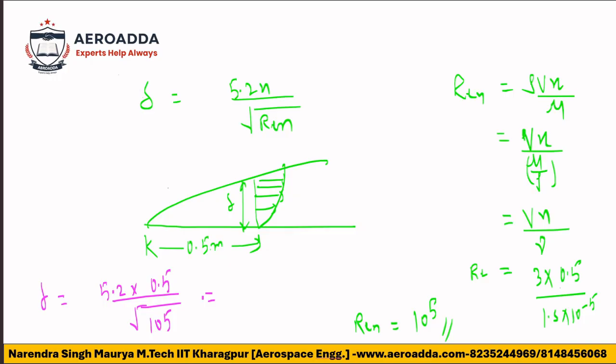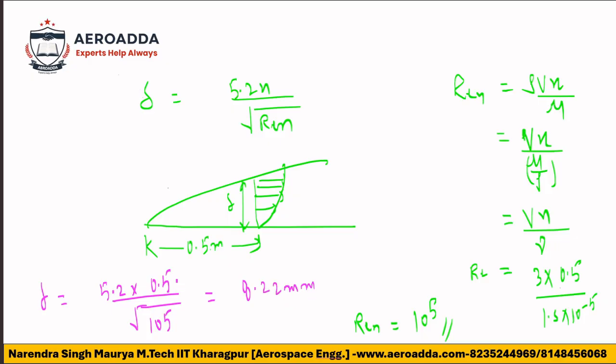Quick. Find it there, calculator. 5.2 into 0.5 divided by root of 10 to power 5. So take the root of 10 to power 5. Quick. 8.22 mm. You are talking in mm, okay?